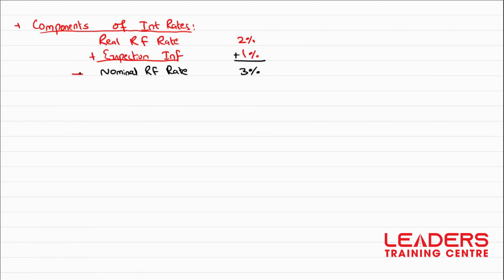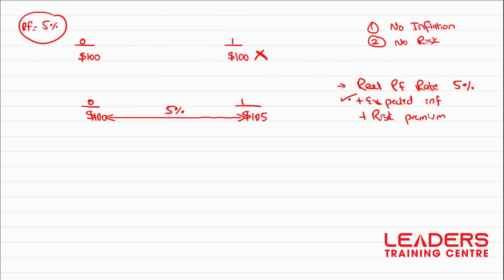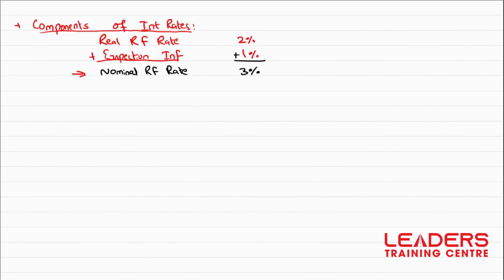And this is what you would require from a risk-free investment, which is a compensation for the time effect as well as a compensation for inflation effect. As we said, you also would want a compensation for risk premiums. And now we break the risks down into three different types of risks. The first one is called default risk premium.